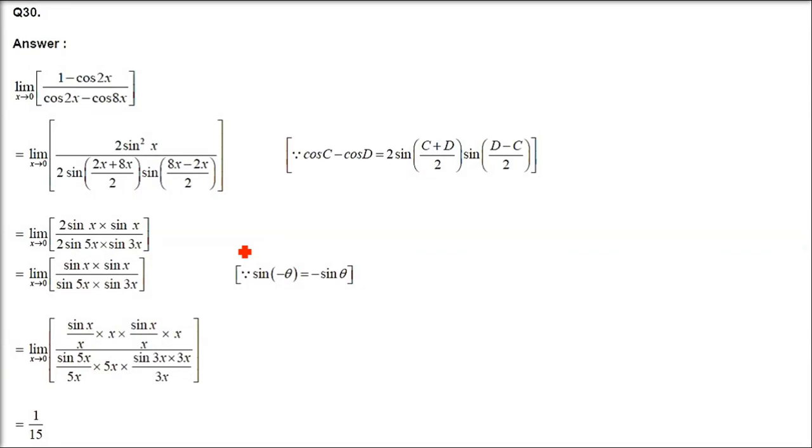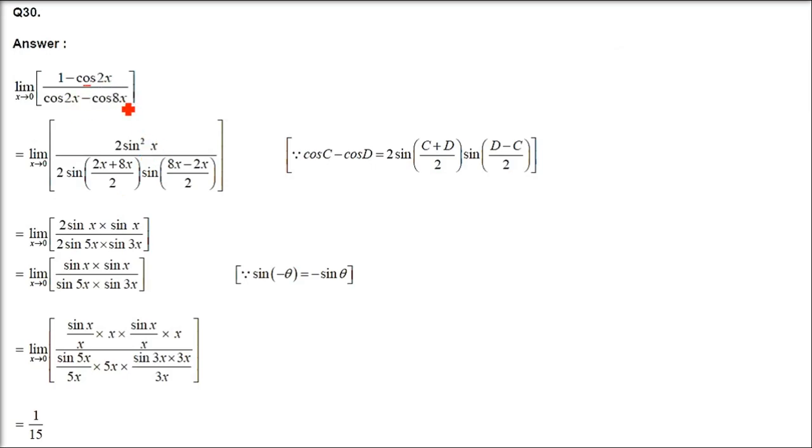Question number 30. Here, 1 minus cos 2x by cos 2x minus cos 8x, limit is x tends to 0. 1 minus cos 2x, you can write it as 2 sine square 2x by 2. That is going to be 2 sine square x.